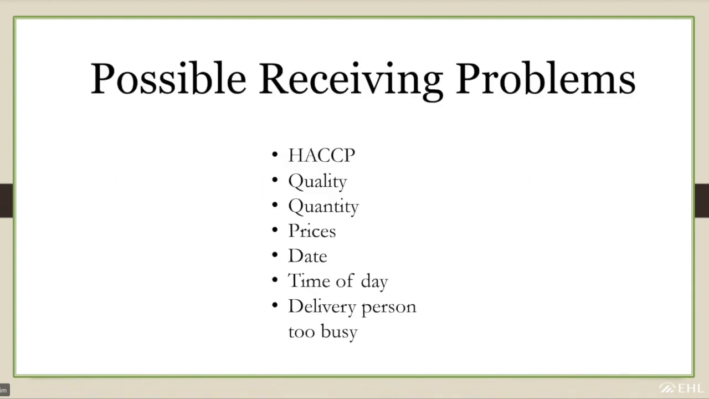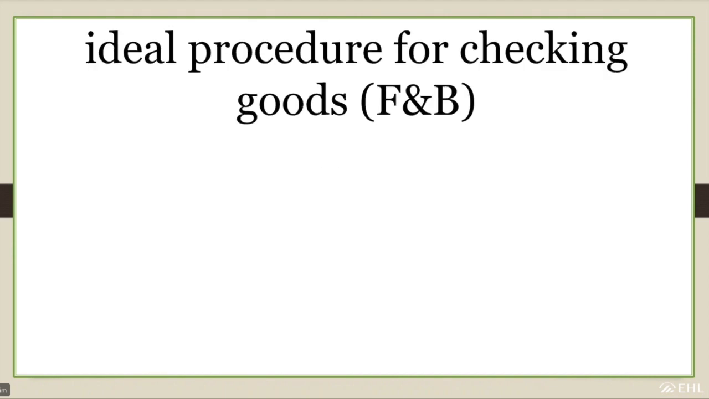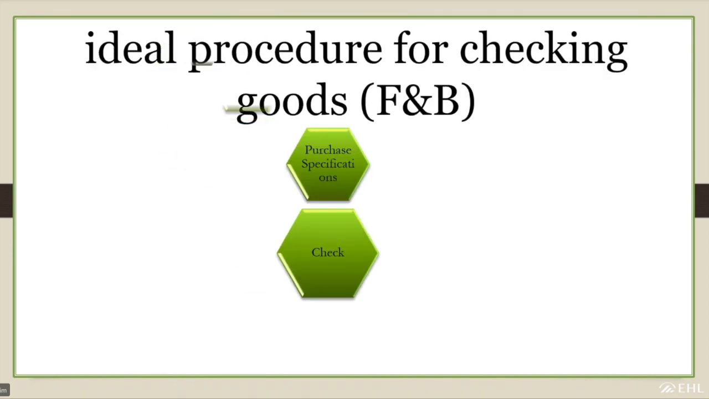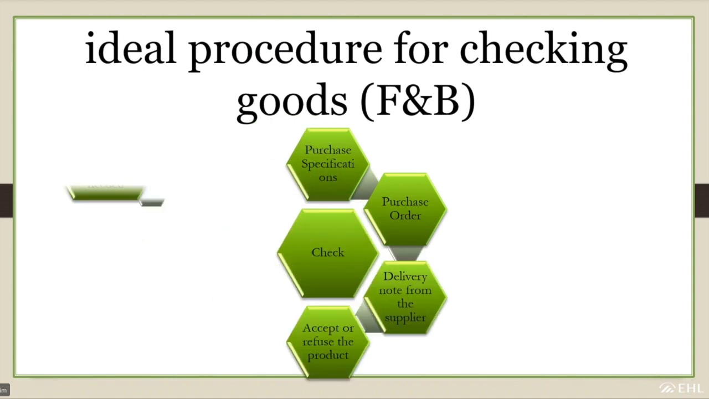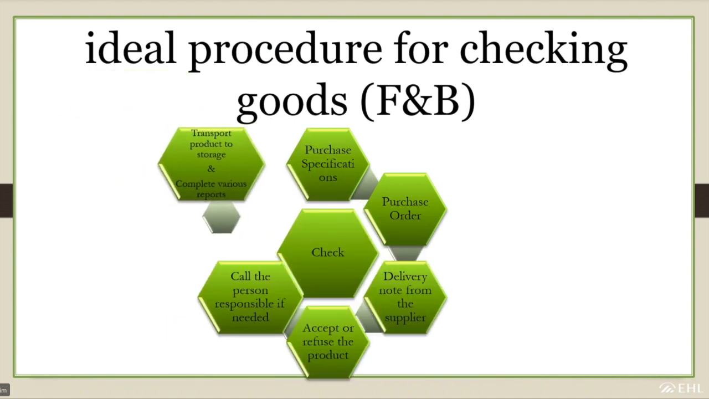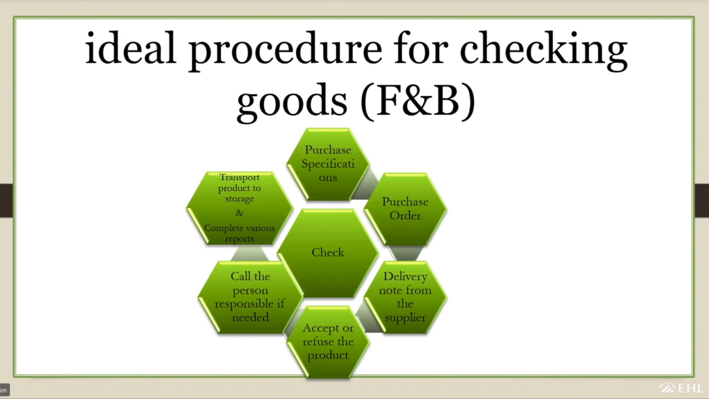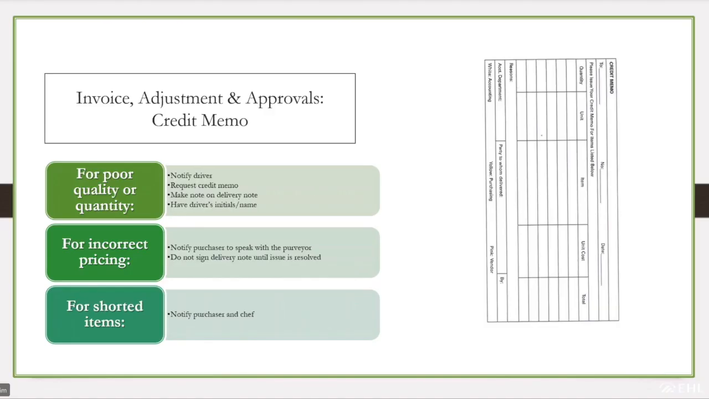Receiving, issuing inventory. Let's go. Receiving problems. Also, I think self-explanatory. Here we go. Ideal procedure for checking F&B goods. You have to check all your documents. You have to check the merchandise when it arrives. And if something is not okay, then definitely you have to call back and ask for a refund or for another product.